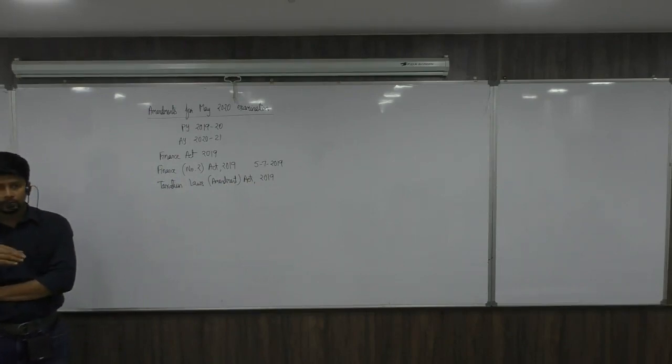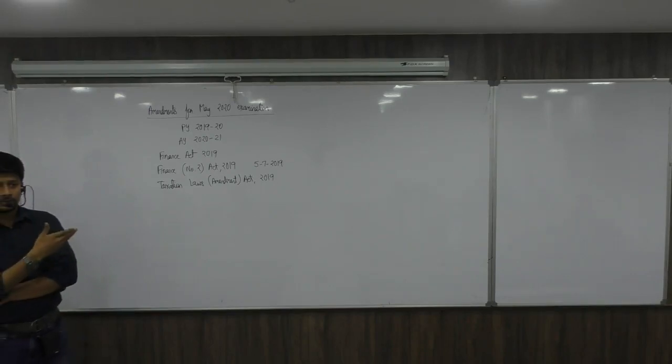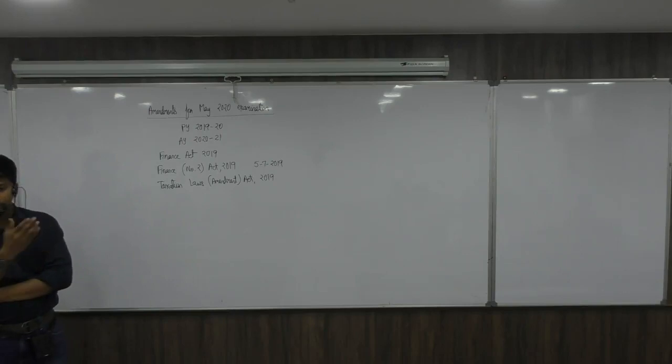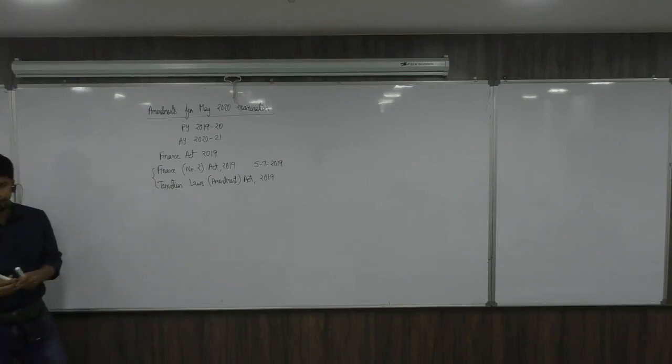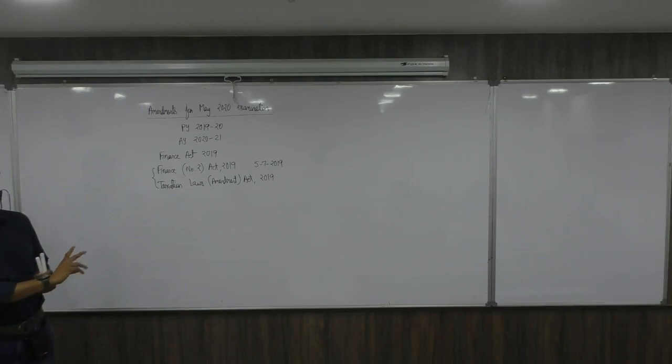So unfortunately, because of the year of elections, you always have to study two budgets. And because of that economic slowdown, you have to study amendments from three sources: the Finance Act original, the Finance Number 2 Act after the election, and the Taxation Laws Amendment Act. This is the major stuff. In terms of number of amendments, Finance Act 2019, the first budget that was announced, the amendments are very easy to tackle. It's the Number 2 Act and the Taxation Laws Amendment Act where the amendments are a bit complicated.